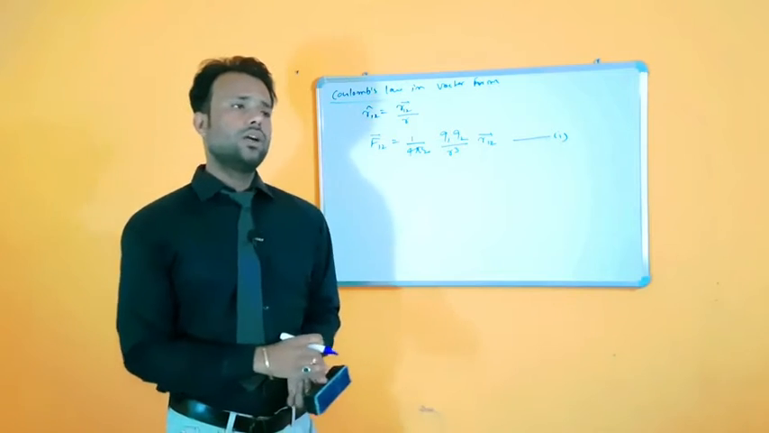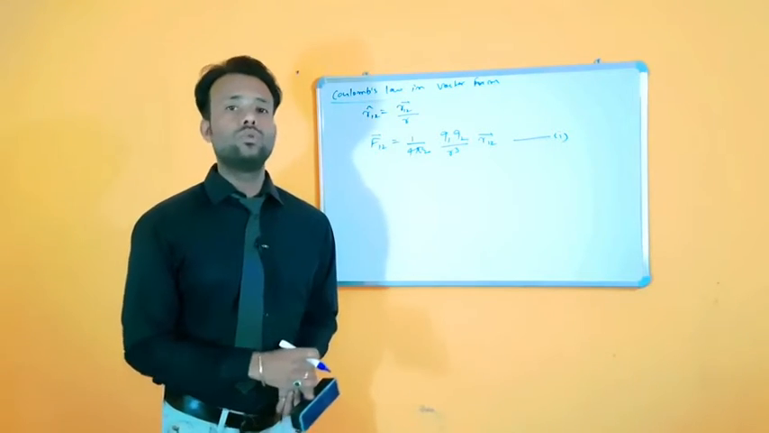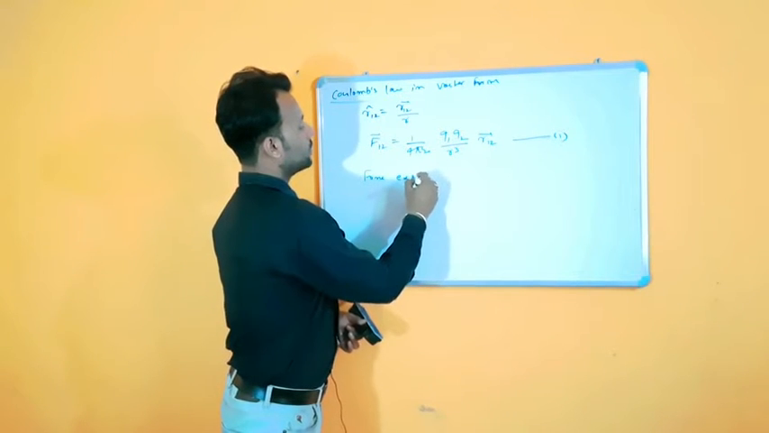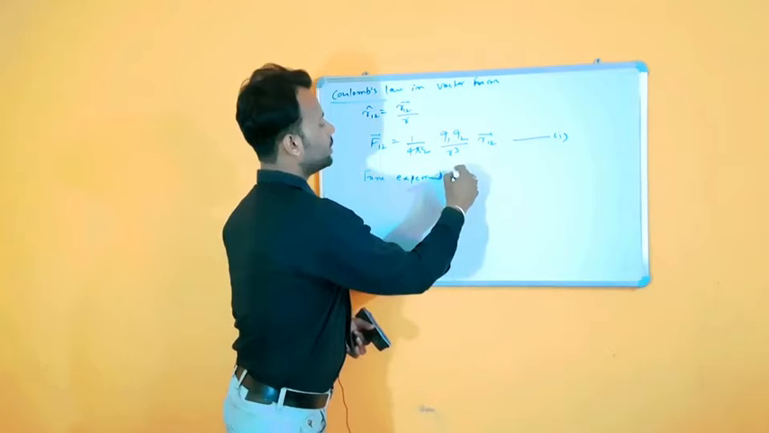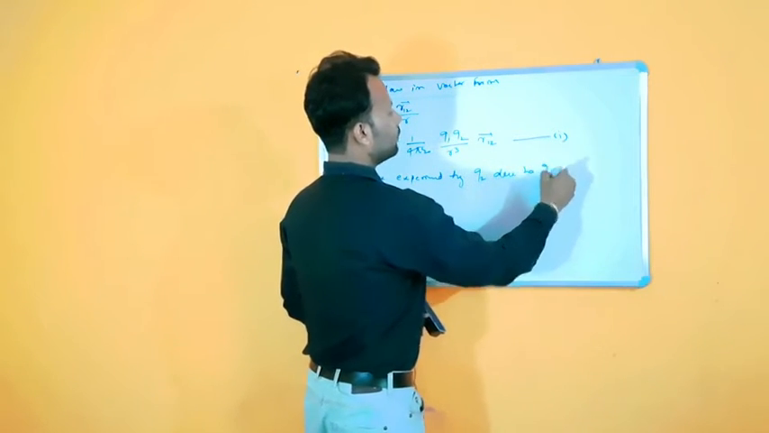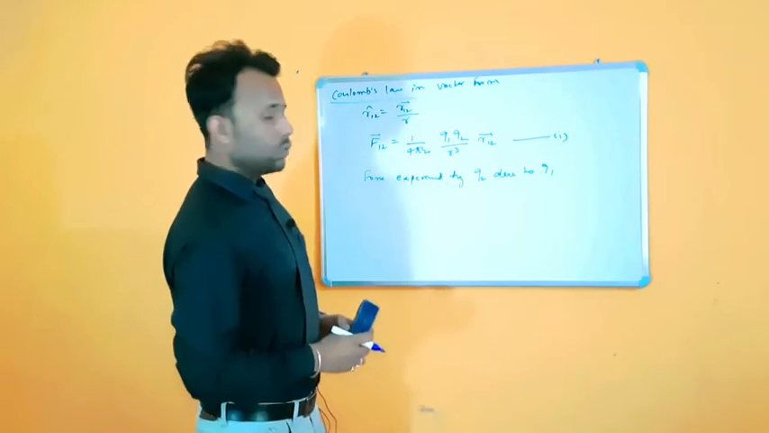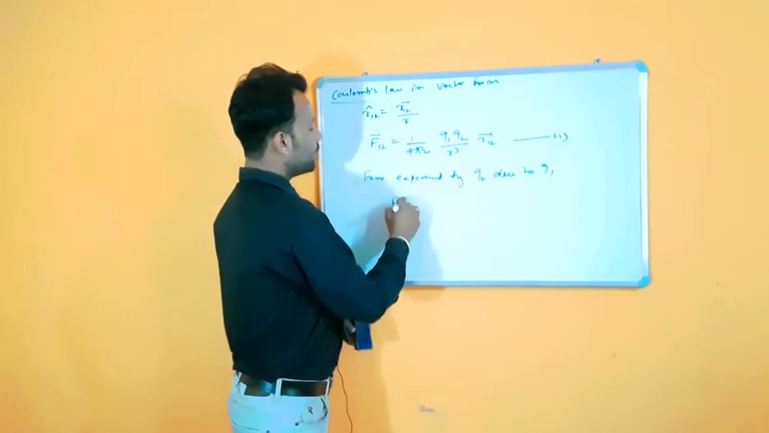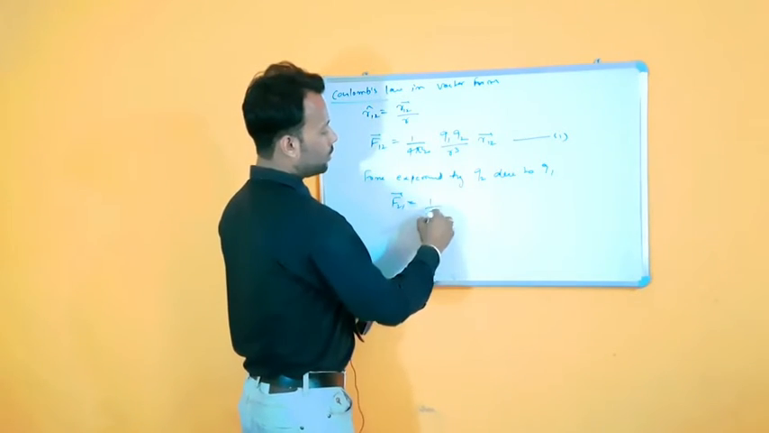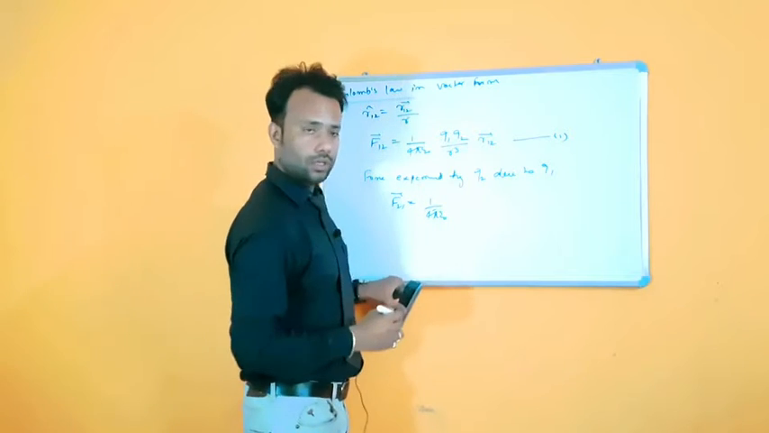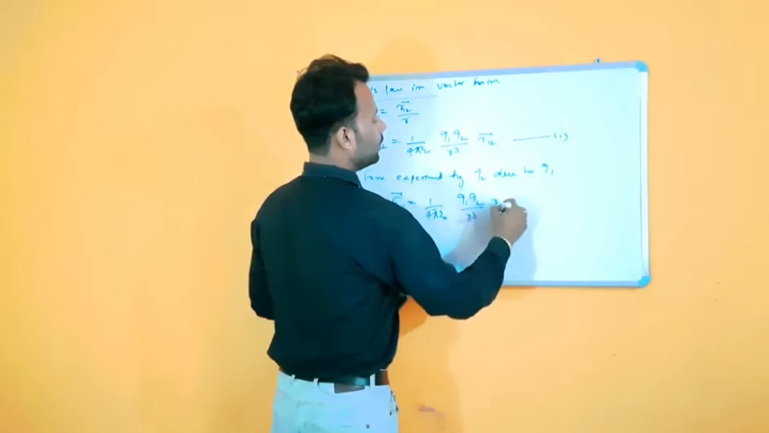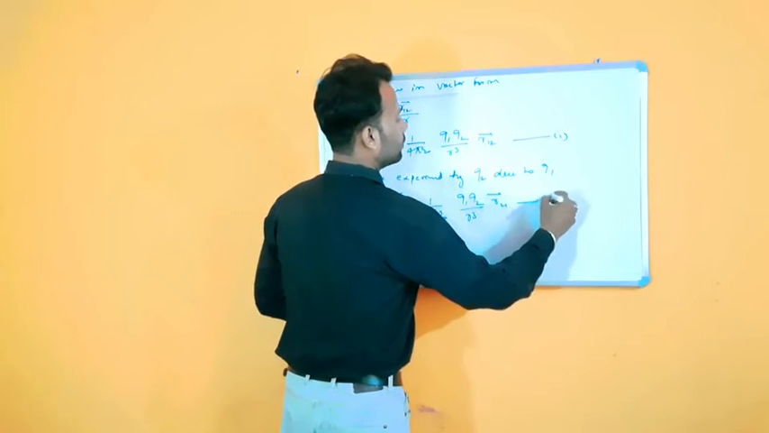Similarly, what will be the force experienced by q2 due to q1? Force experienced by q2 due to q1, that will be F21. So similarly from the first equation, that will be equal to 1 upon 4 pi epsilon naught q1 q2 upon r cube into r21, equation number 2.